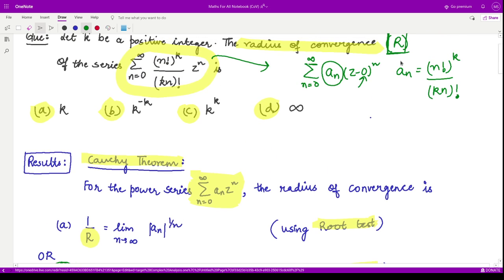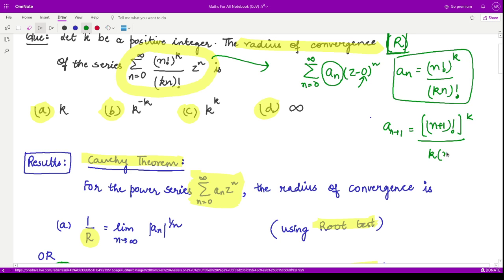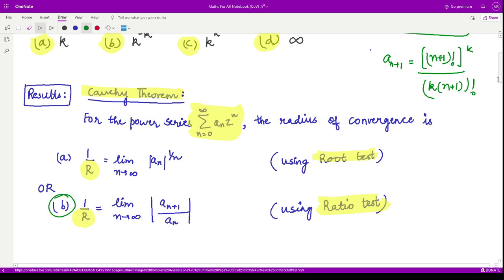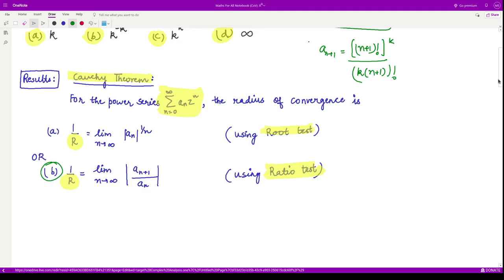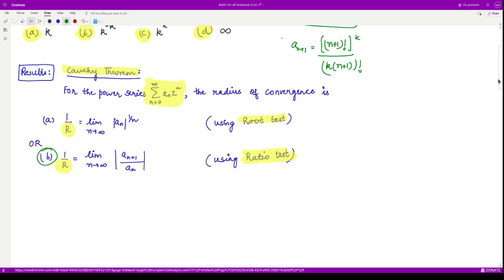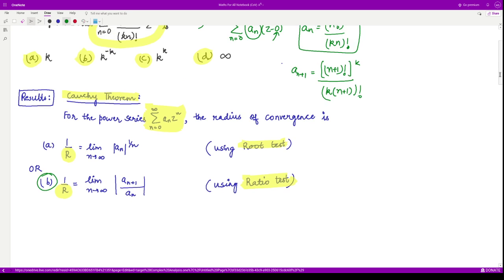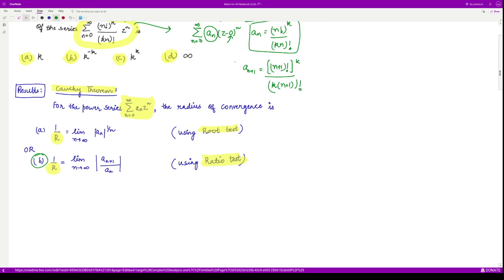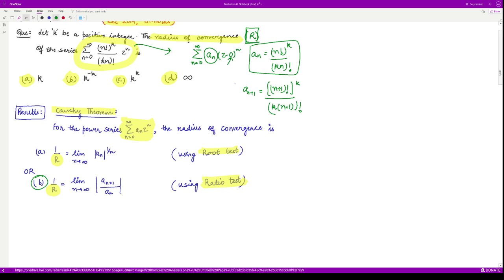So what is our a n? A n is this one, right? So what would be our a n plus 1? It would simply be n plus 1 whole factorial raised to power k divided by k n plus k whole factorial. K is a positive integer, so it would be as such. So this is given to us. So now let us calculate the radius of convergence using this second formula.